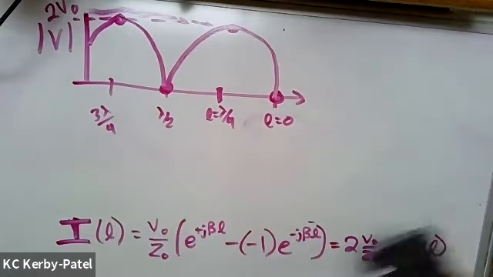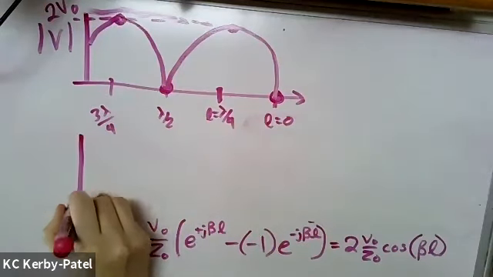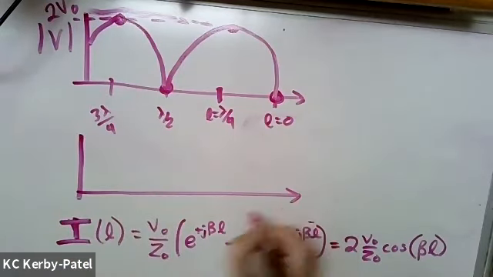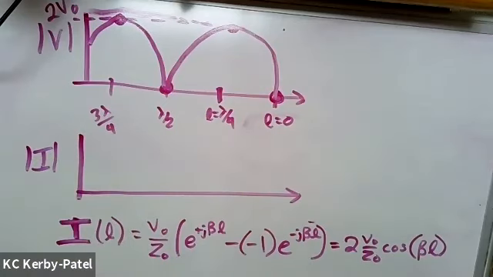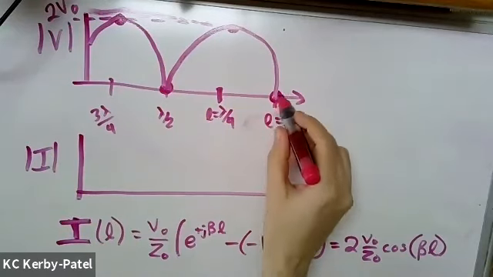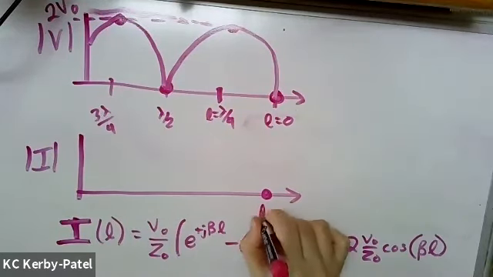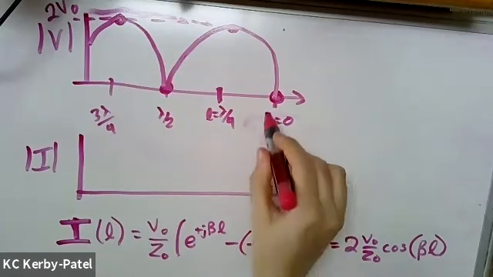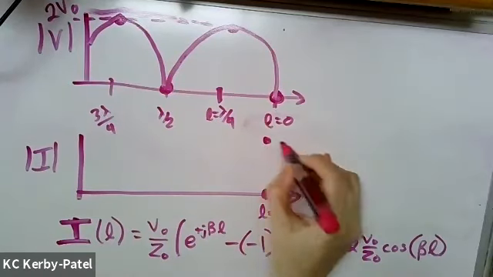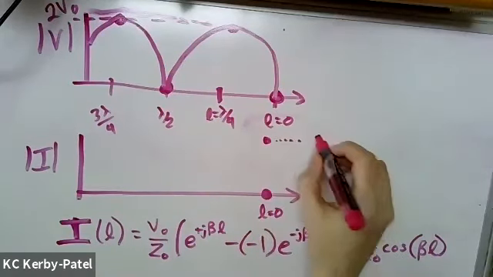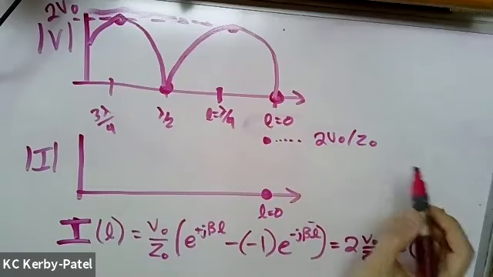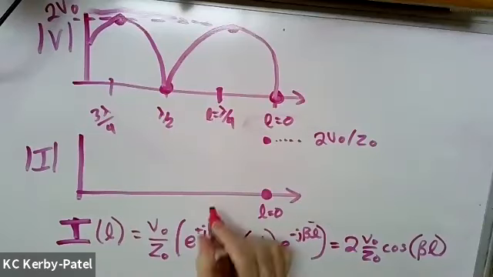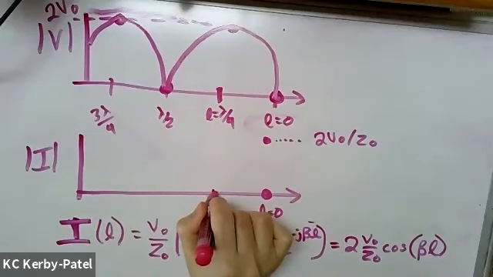When I plot the current, if I do the same thing, but I have a cosine of beta L. So at 0, that's going to have a maximum. And that max value, I'm just going to label it over here, is 2v naught over z naught. So it's got some max current value. That's that. All right, so what about at a quarter wavelength?